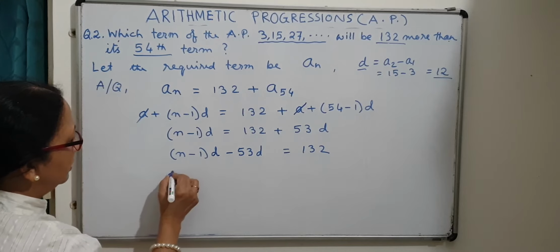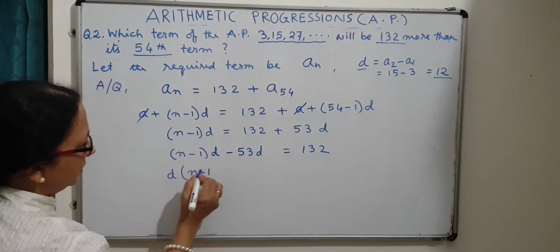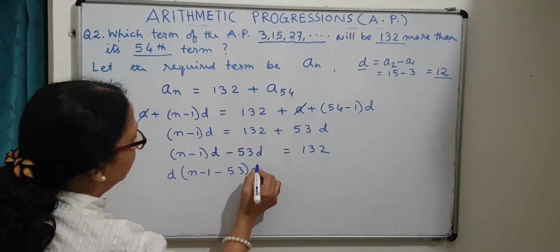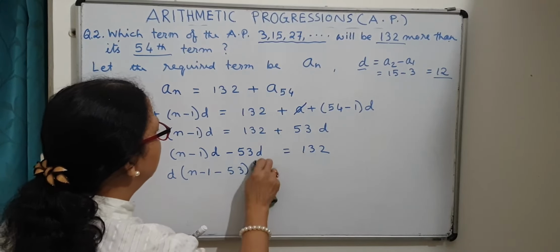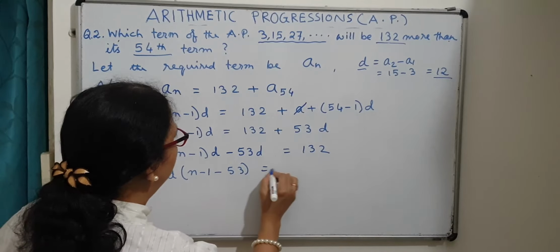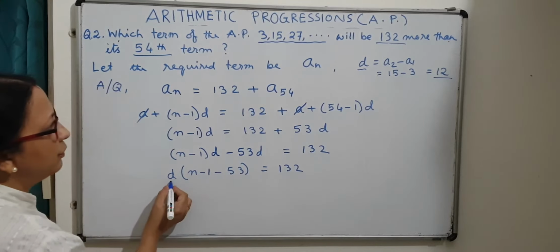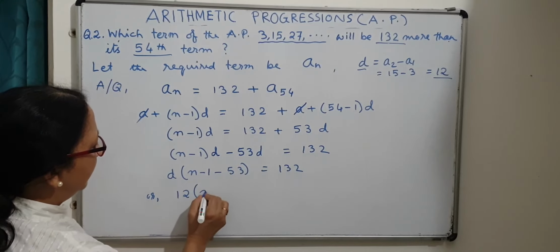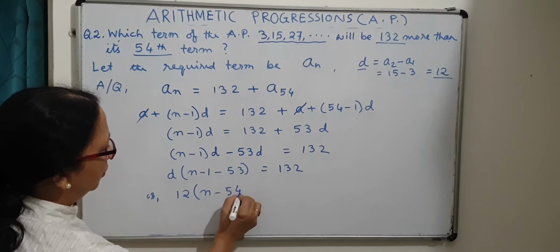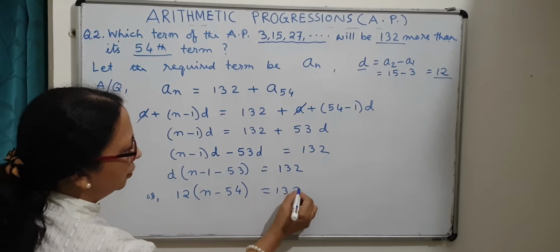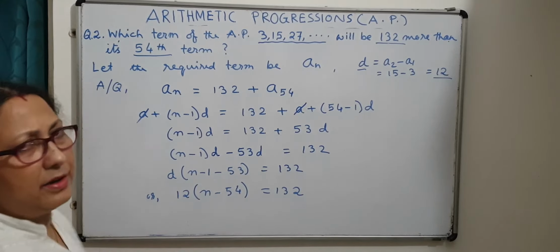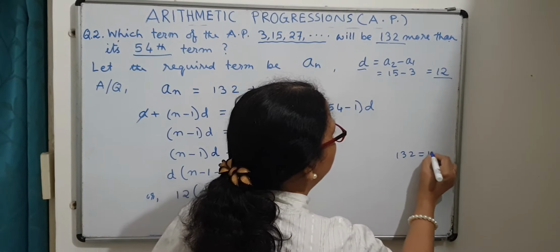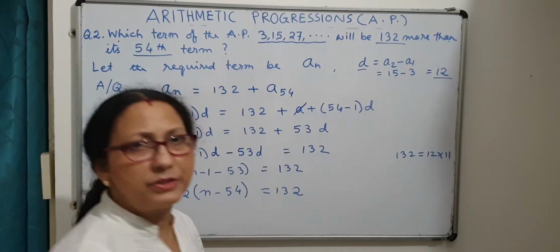Now you take d common, so n minus 1 minus 53 into d, we have taken common, is 132. Now let me put the value of d. d is 12, so 12 into n minus 54 is 132. And this is a very familiar number, 132. What is 132? 132 is equal to 12 into 11, the product of these two consecutive numbers.